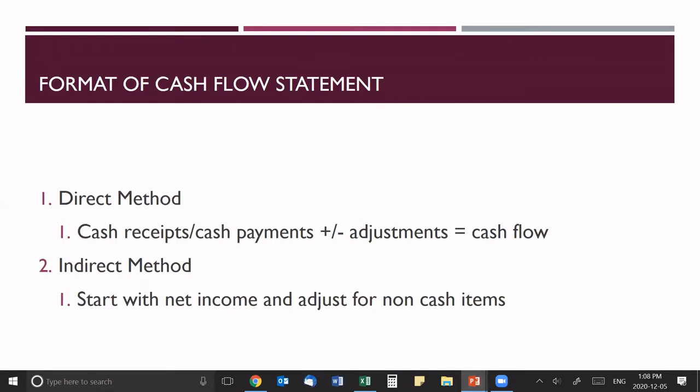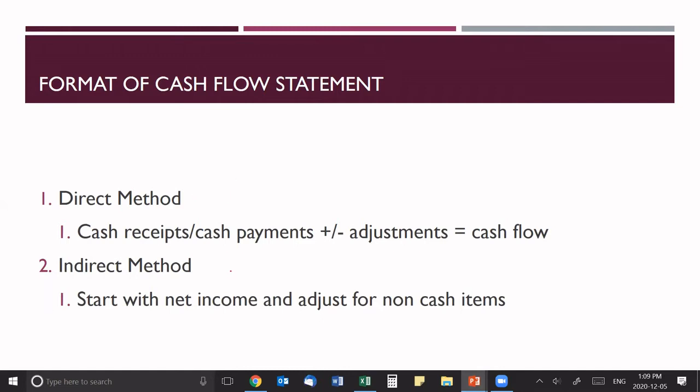The direct method shows all the cash receipts and adjusts those for any non-cash items. And then it shows your cash payments individually and adjusts them for any non-cash items. And that's going to give you your cash flow. The indirect method starts with net income and then adjusts for any non-cash items. So the direct method pulls out certain aspects of the income statement and deals with them separately, while the indirect method just takes your net income number and adjusts it for any non-cash items.